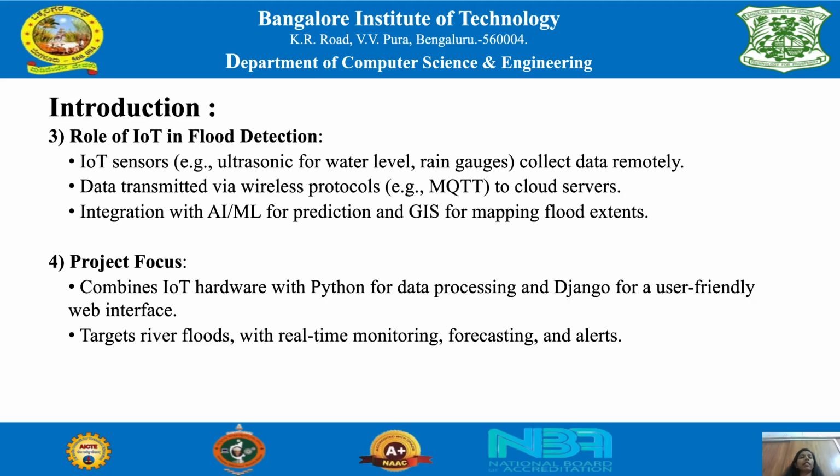So let's look into why the role of IoT in flood detection is required. IoT sensors such as ultrasonic sensors for water level and river gauges collect data remotely. Data is transmitted via wireless protocols such as MQTT to cloud servers, with integration of AI/ML for prediction and GIS for mapping flood events. So our project focus combines IoT hardware with Python for data processing and Django for a very user-friendly web interface. It targets river floods with real-time monitoring, forecasting and alerts.